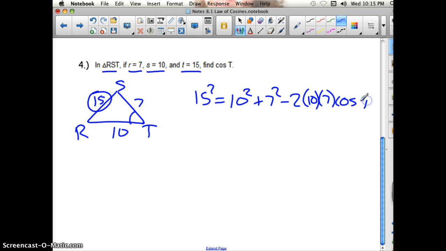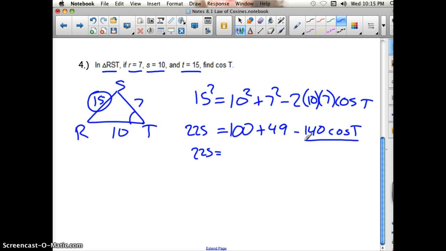Alright, so the cosine of t. There's cosine t sitting in there. That's what I'm going to want to try and solve for here. So I have 100 plus 49, and that's going to be minus 140 cosine t. And this side over here is 225. So 225 equals, let's see, can I combine all of this and get 9 cosine t? The answer to that is no, okay? This one right here is not like terms with these other two.